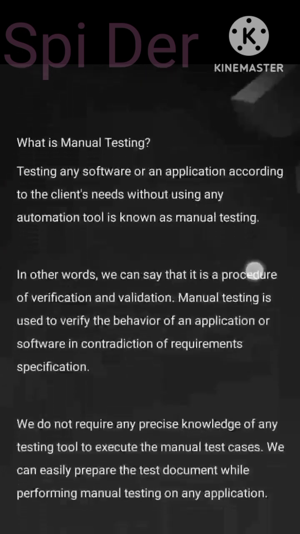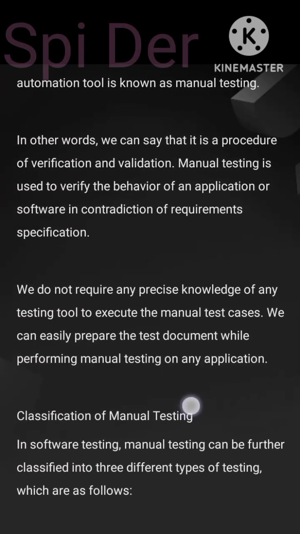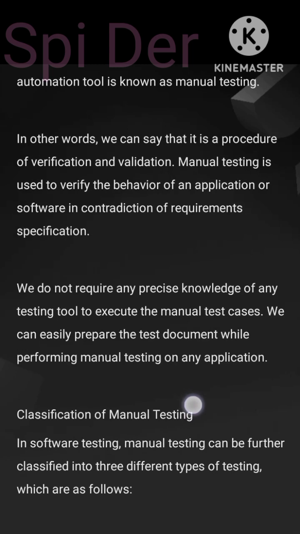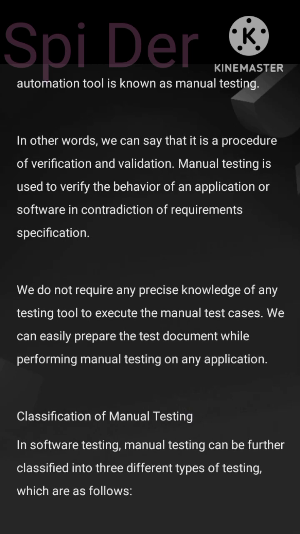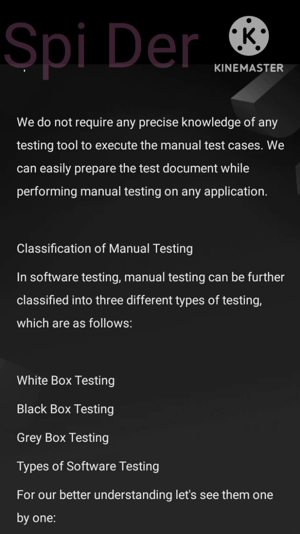What is manual testing? Testing any software or an application according to the client's needs without any automation tool is known as manual testing. In other words, we can say that it is a procedure of verification and validation. Manual testing is used to verify the behavior of an application or software in contradiction of requirements specification. We do not require any precise knowledge of any testing tool to execute the manual test cases. We can easily prepare the test document while performing manual test on any application.